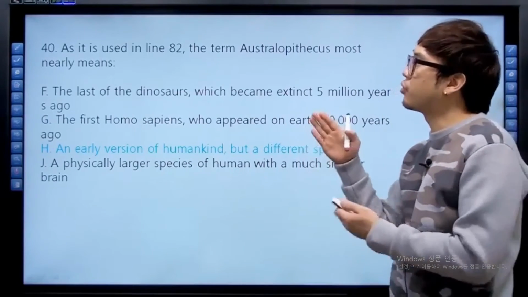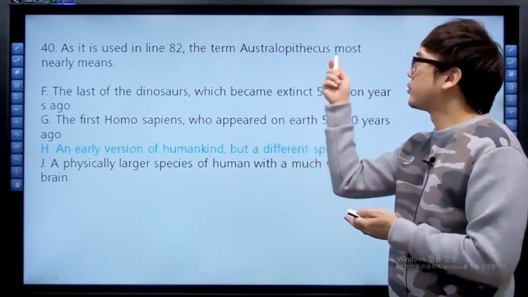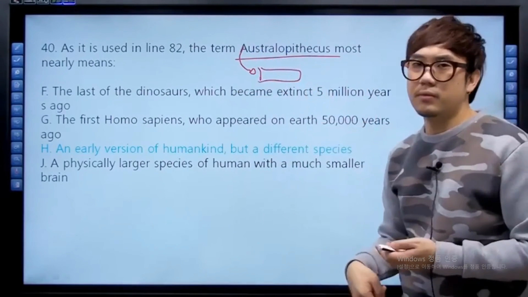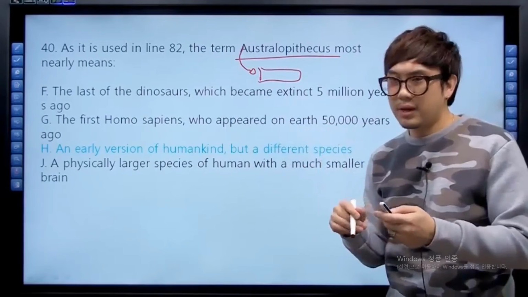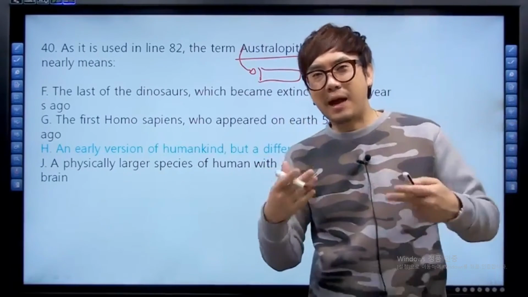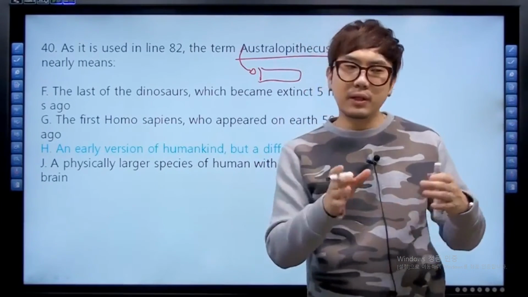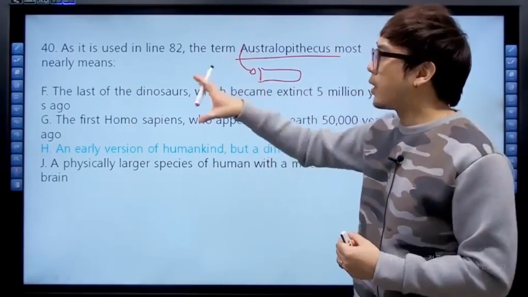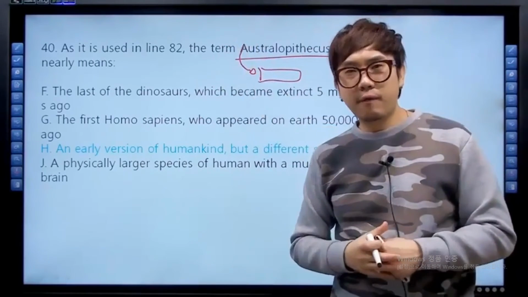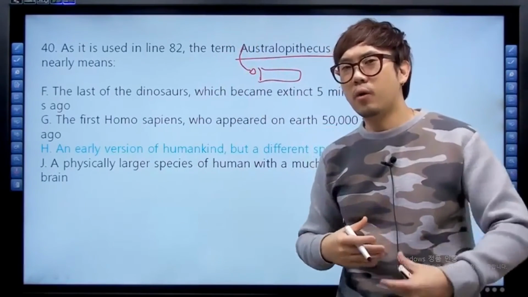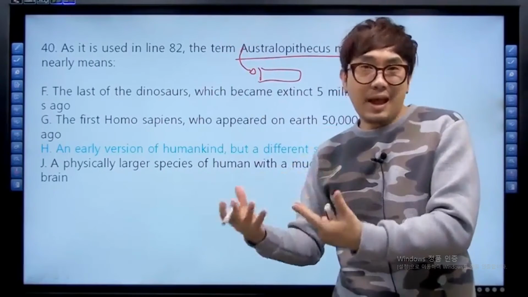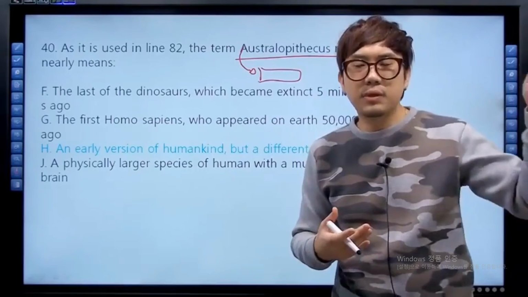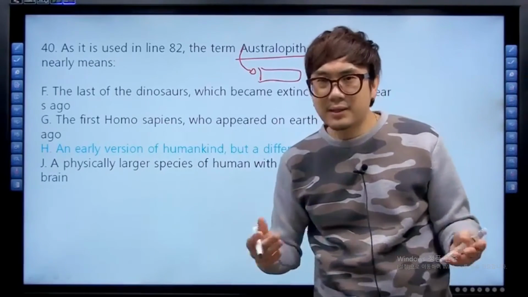You should know this already from the term Australopithecus, and then 50,000 years ago, and then you have the Homo sapiens, right? So therefore, H should be your answer. I guess number 40 is more of a background knowledge you should have, because the passage itself does not really include what Australopithecus is. So it would be prudent for you to know a little bit of your ancestry, so to speak, or at least a little bit of the history of how human beings have evolved. All right?